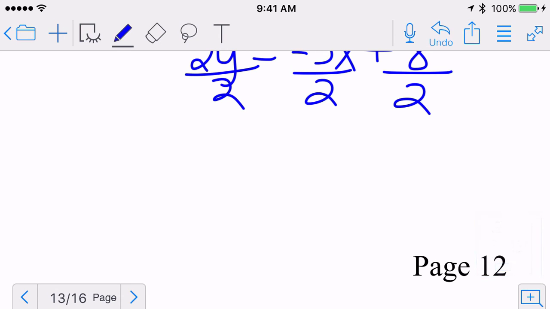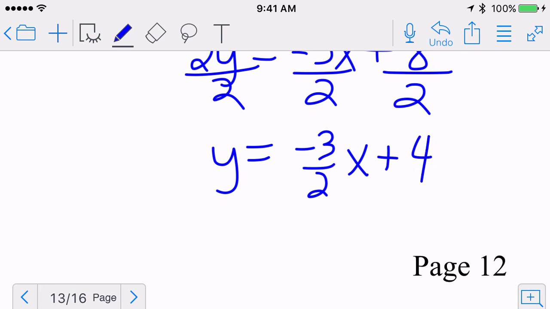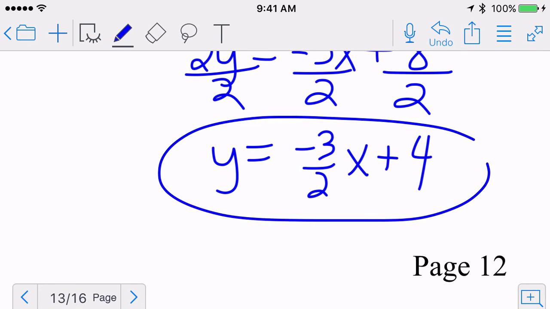So what happens then? Well, we just have y left, which is good because that's what we wanted. And then negative 3 over 2 x, that becomes our slope. And then 8 over 2 leaves us with 4. So that's going to be that y equals mx plus b equation for that one that was given to us in standard form.